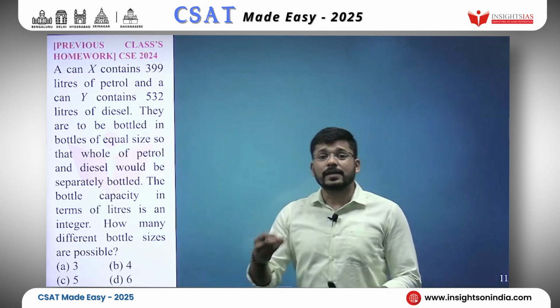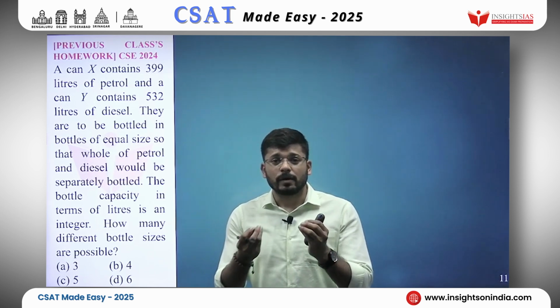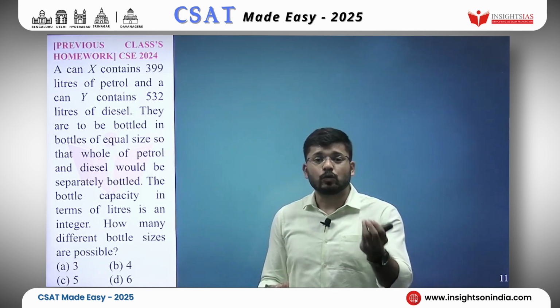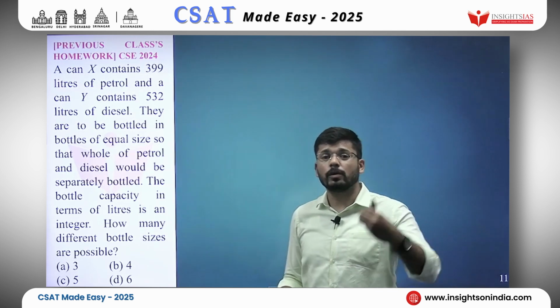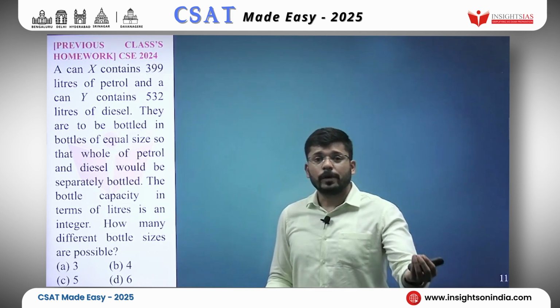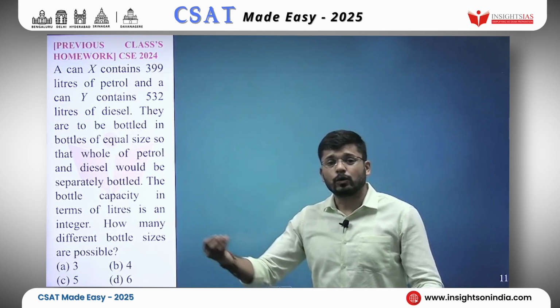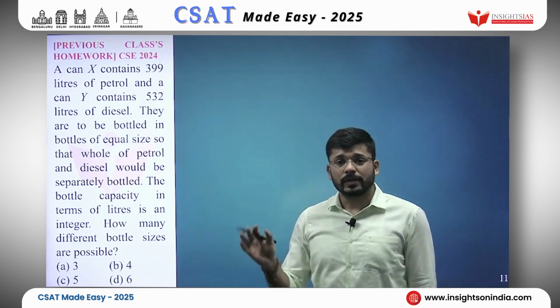How many such different capacities are possible? For example, the simplest example that we can take is a 1 liter bottle. We can take 1 liter bottles to bottle both petrol and diesel. To bottle up all the petrol, we will need 399 bottles, and to bottle up all the diesel, we will need 532 bottles.